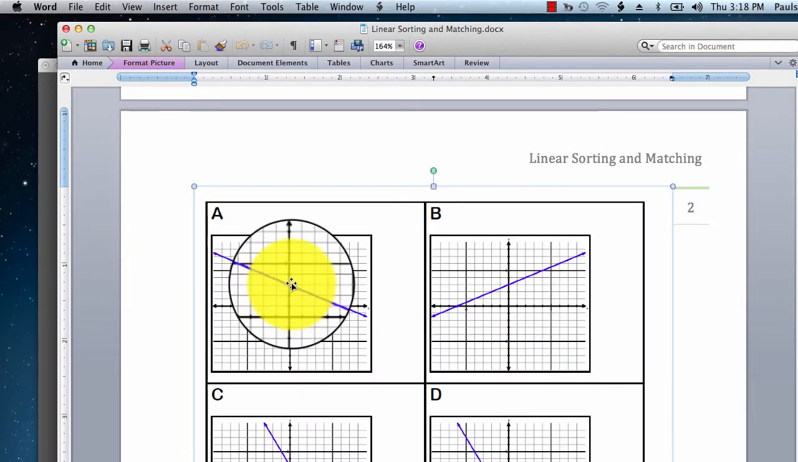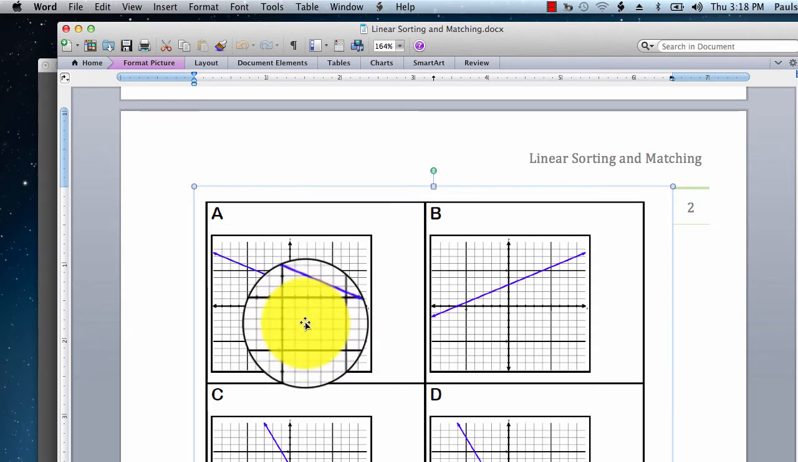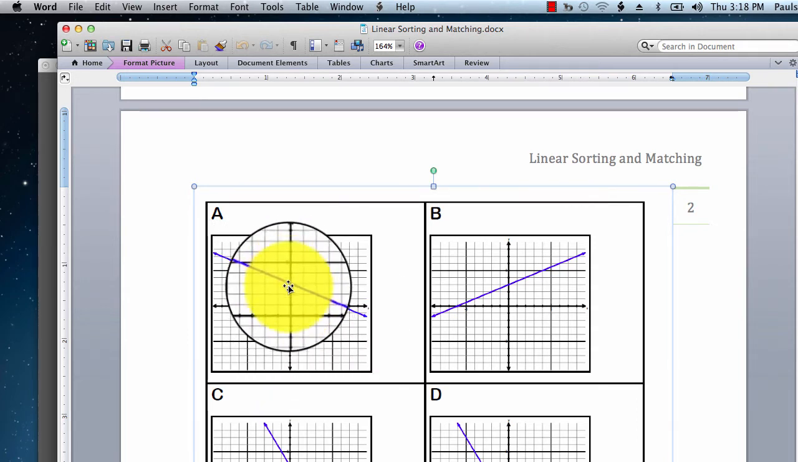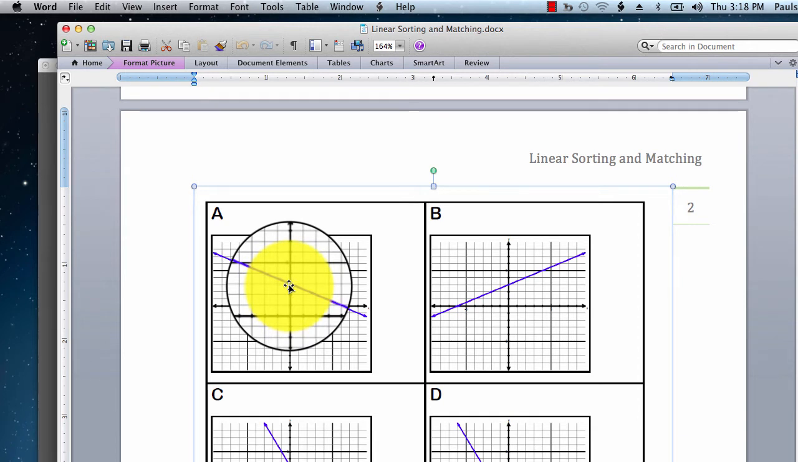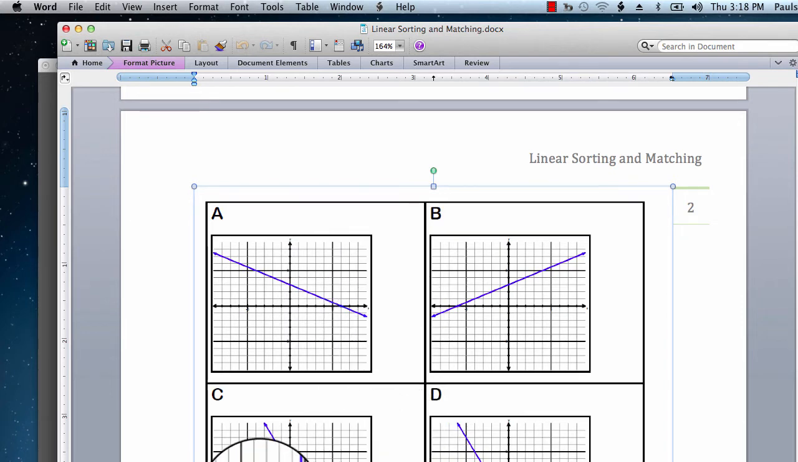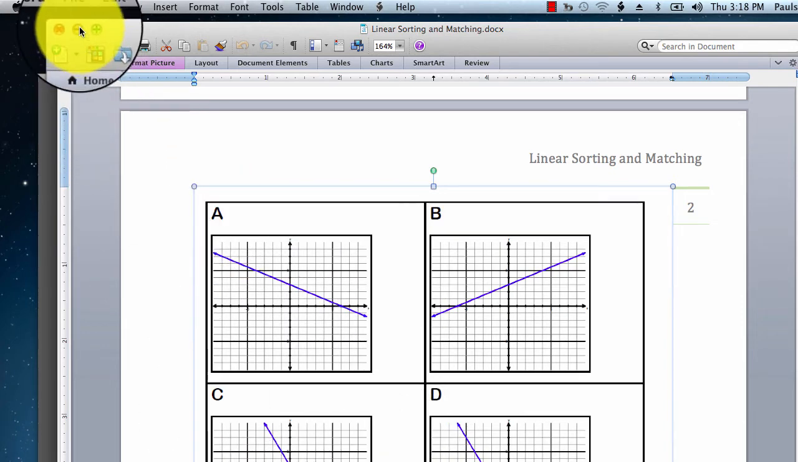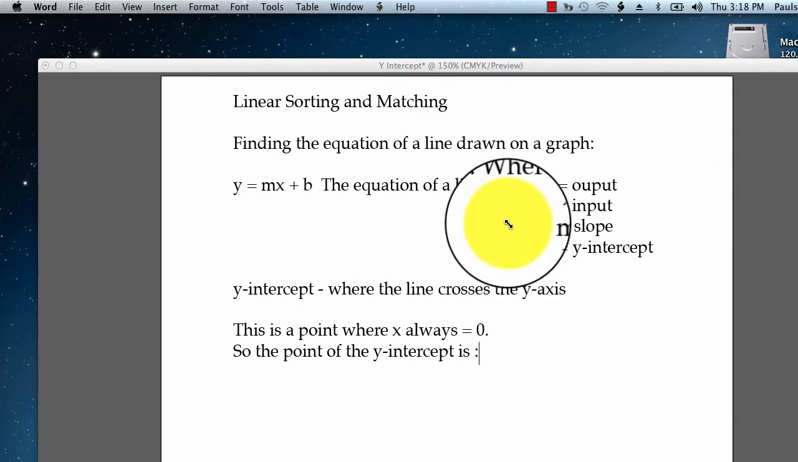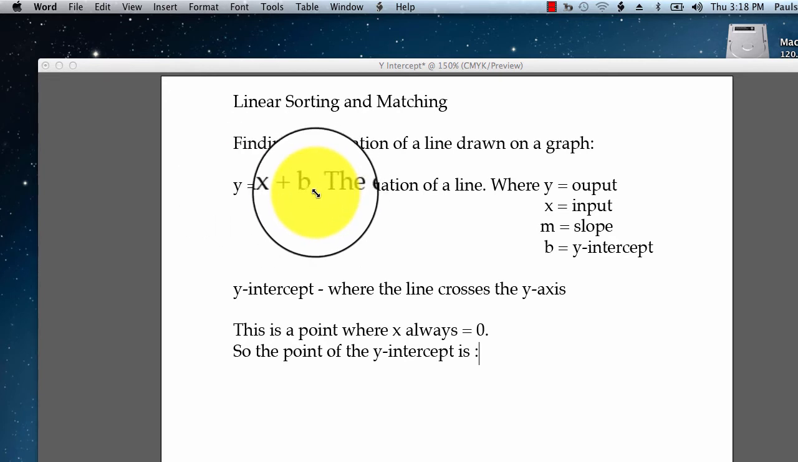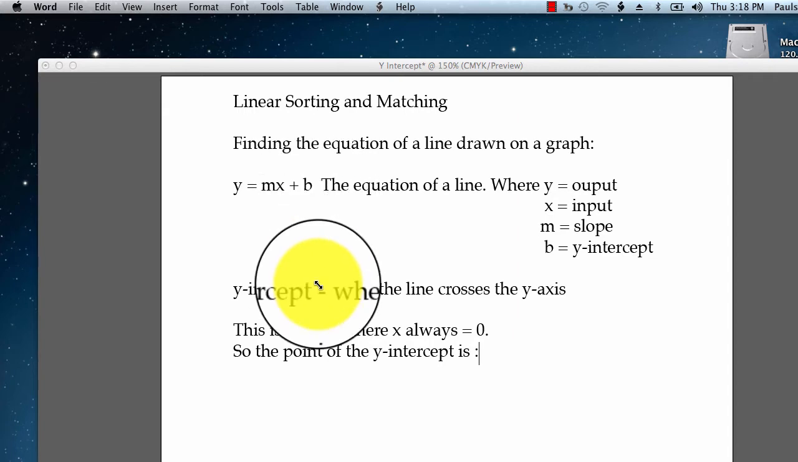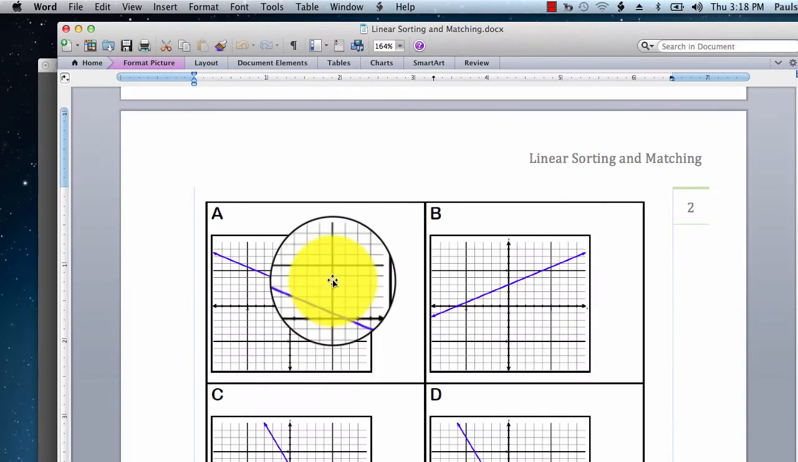This point right here, where this blue line is crossing the black y-axis, the line that's always there on every graph, where that line crosses is a point, and that point is the y-intercept. The y-intercept is not, and can't be, this y in the equation. That y is the output. That y changes. The y-intercept b never changes. It's always just where the line crosses the y-axis, right there.